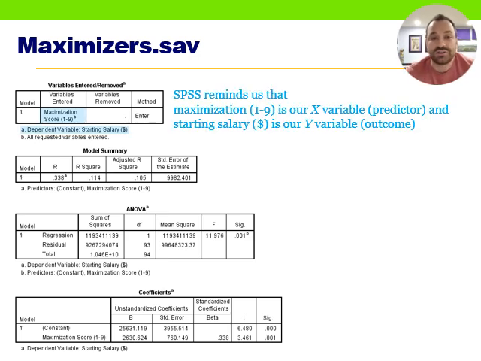This first table basically just reminds us what our variables were. It reminds us that our X variable, under variables entered, was maximization score, which can range anywhere from 1 to 9. Again, with higher scores meaning you're more of a maximizer and vice versa. And then below the table in a little footnote, SPSS reminds us that our outcome variable, the thing we're trying to predict, is a person's starting salary at their job once they finally accepted a job. So not a whole lot of information in this table, but it is a nice reminder. We can always check to make sure we put the right variables in the right place and that kind of stuff.